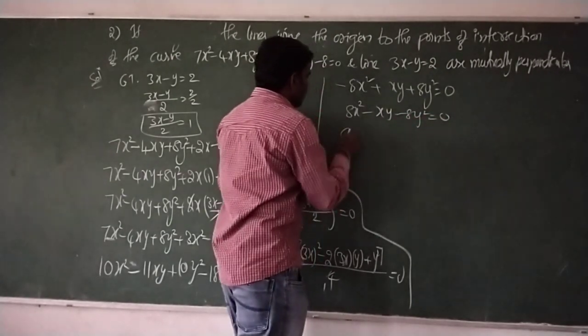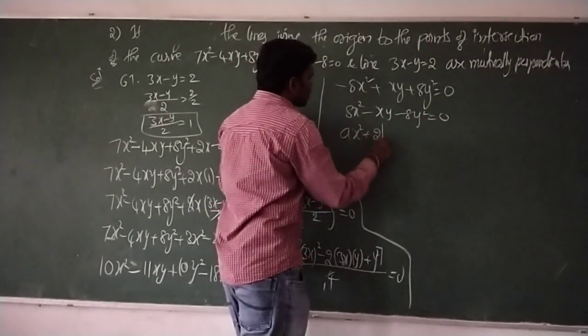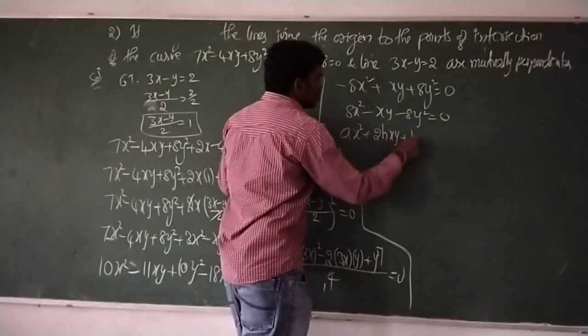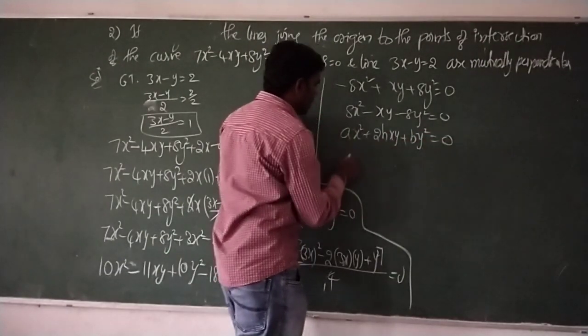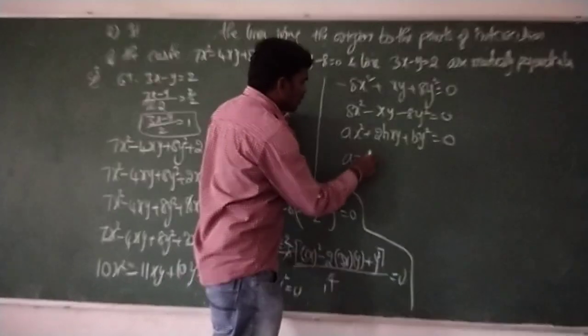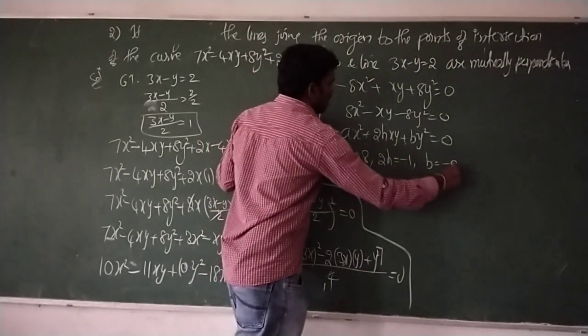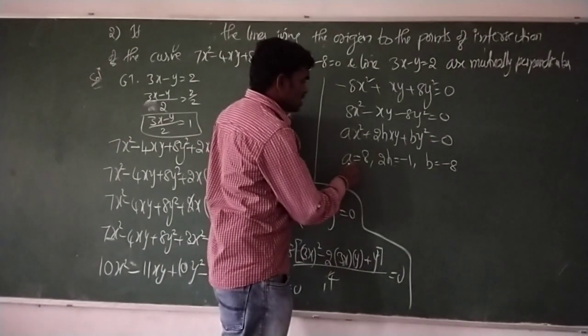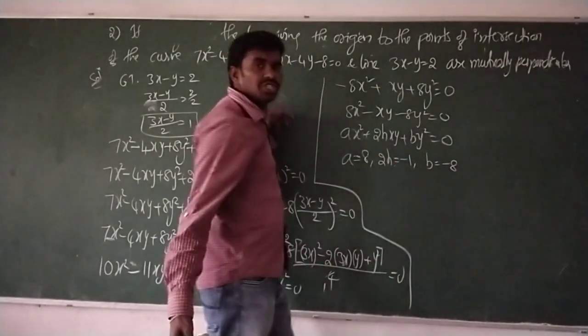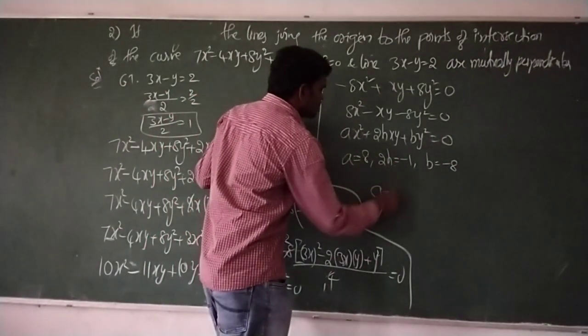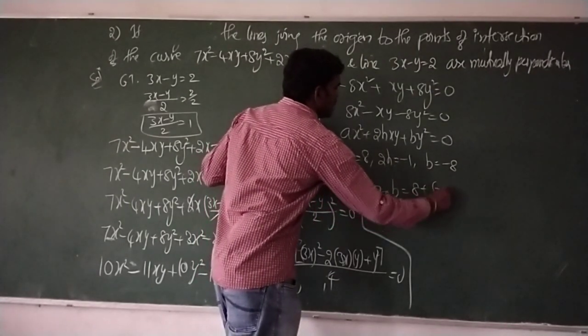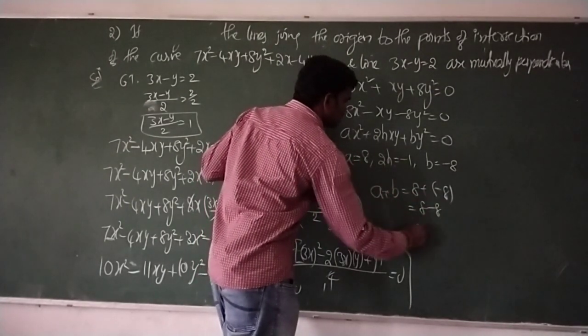Okay, now compare with the general form ax square plus 2hxy plus by square equal to 0. Then what is a? Yes, very good. 8. What is 2h? Minus 1. What is b? Minus 8. See, what is a plus b? 8 minus 8, 0. Okay, I'm finding a plus b equal to 8 plus minus 8, is equal to 8 minus 8 is equal to 0.